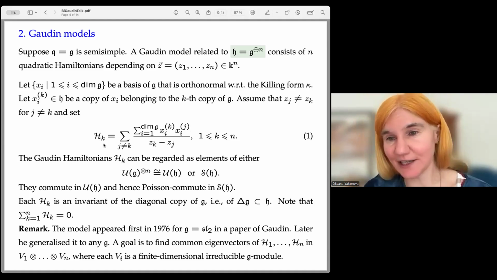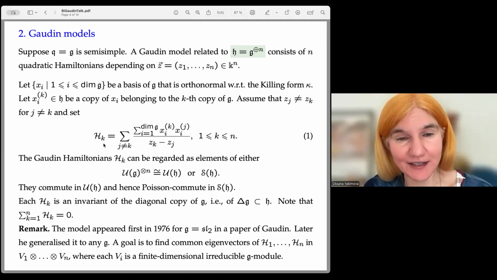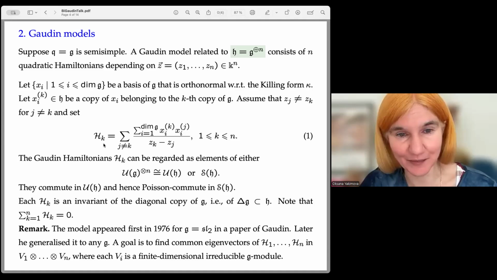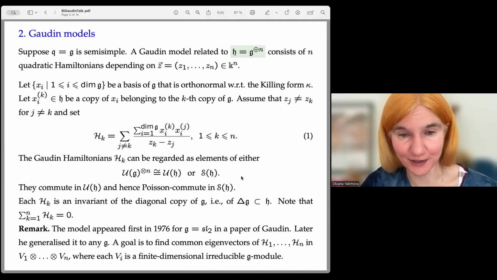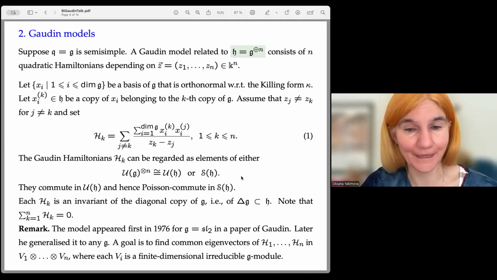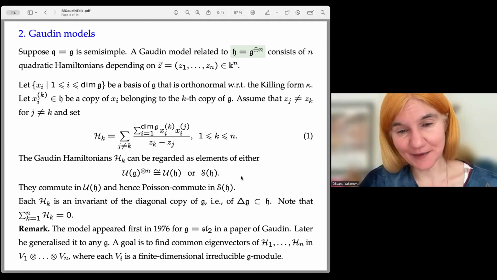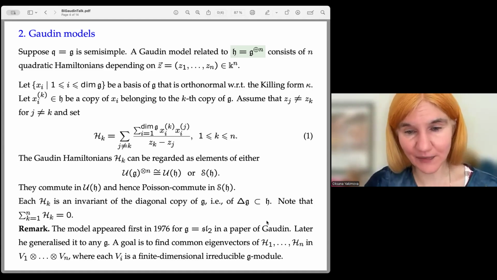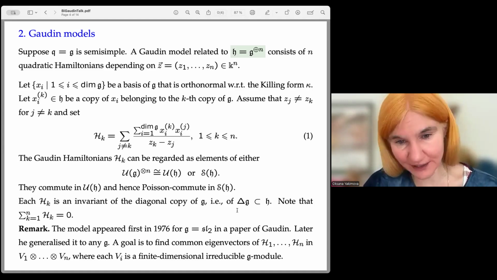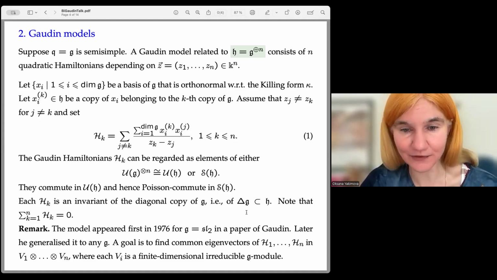It can be seen directly by computing commutators in the enveloping algebra. I can as well consider these products as elements of a symmetric algebra, where we Poisson commute in the symmetric algebra. Well, we're interested in other functions that commute with the quadratic Gaudin Hamiltonians. An observation: all of them are invariant with respect to the diagonal copy of G.